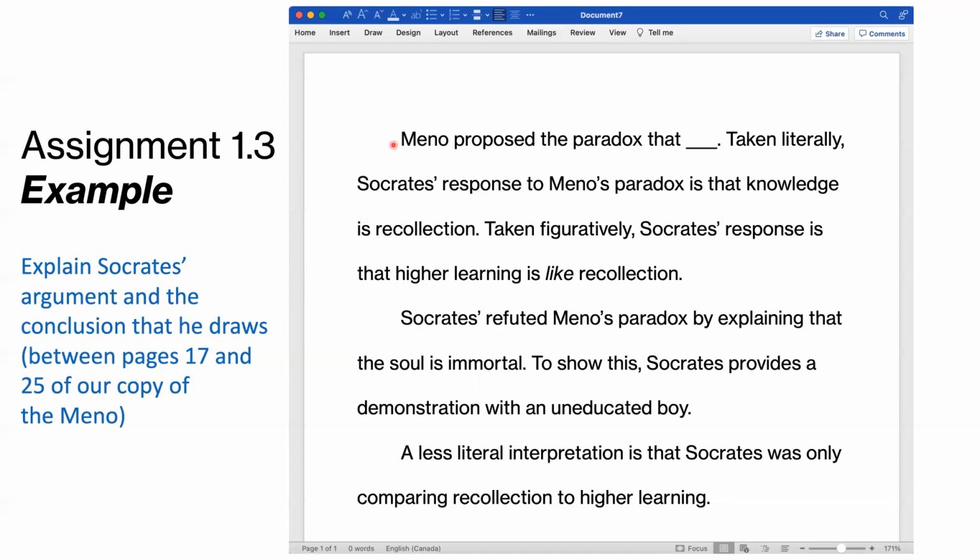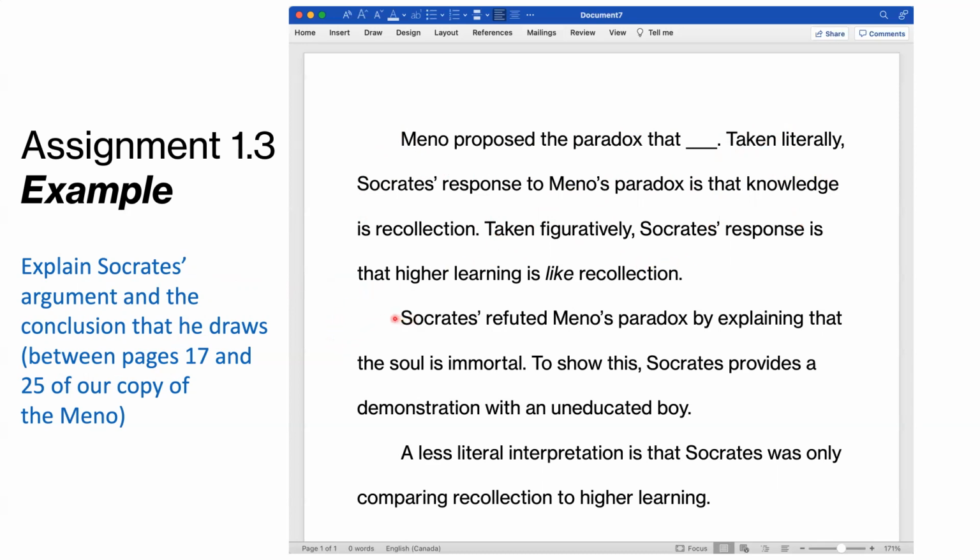First paragraph, introducing. Meno proposed the paradox that blank. Taken literally, Socrates' response to the paradox is that knowledge is recollection. If we take it figuratively, Socrates' response is that higher learning is like recollection.